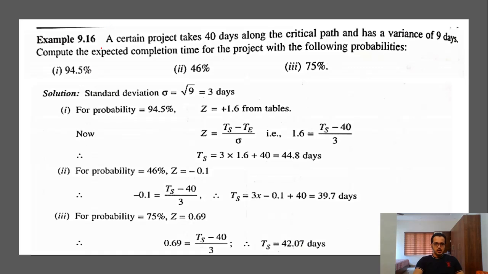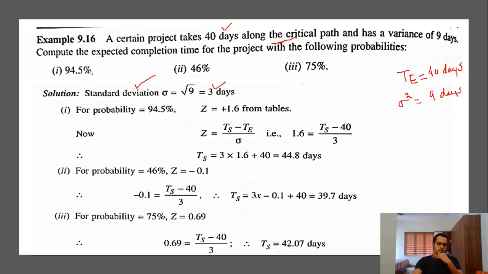Okay, so the first part, in the question itself, it's given the project takes 40 days along the critical path. If it's along the critical path, it means that the value of TE is equal to 40 days, and the variance sigma square is equal to 9 days. Okay, so we have to calculate the value of standard deviation. Sigma is equal to root of 9. It's equal to 3 days will be the value of standard deviation.